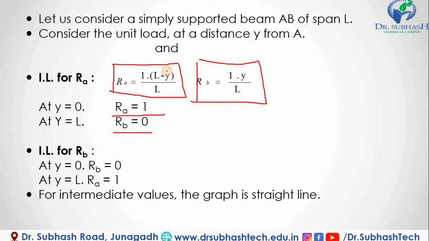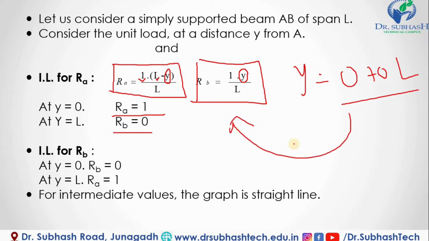What should be the variable? y. L is constant, the unit load is constant. In this equation, what varies? y. So what is the range of y? y ranges from 0 to L, our total span. So between 0 and L, at any point we can find RA and RB using these equations of RA and RB.